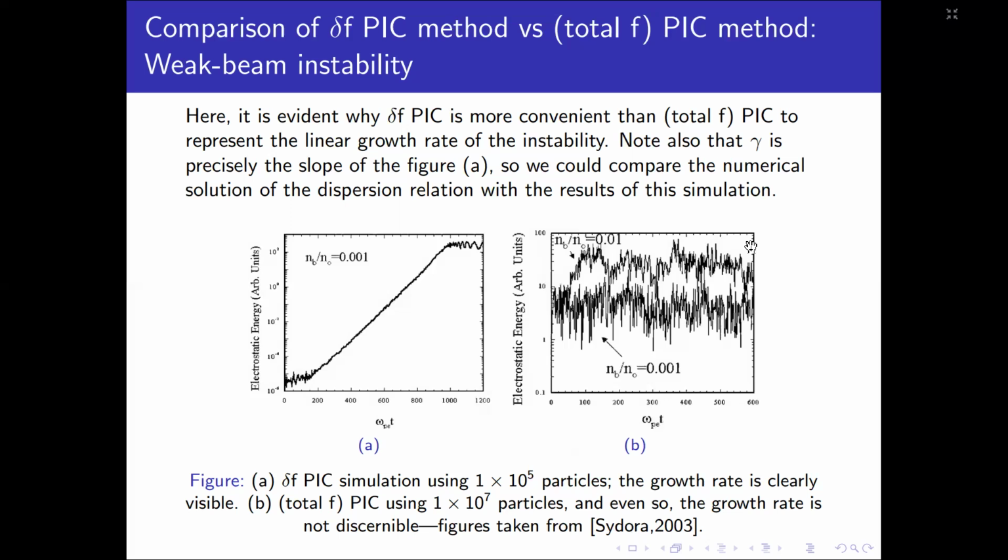So is the beam injected throughout the whole time range, or just at the beginning? Yeah, from the whole time.